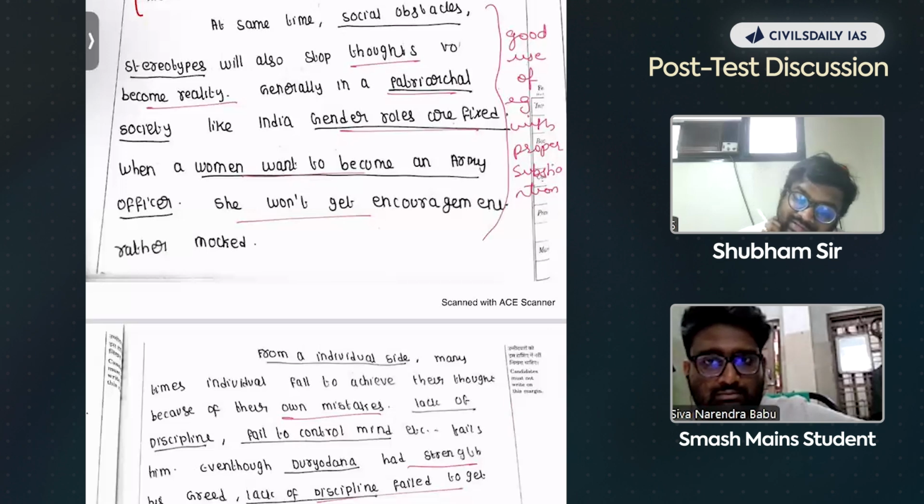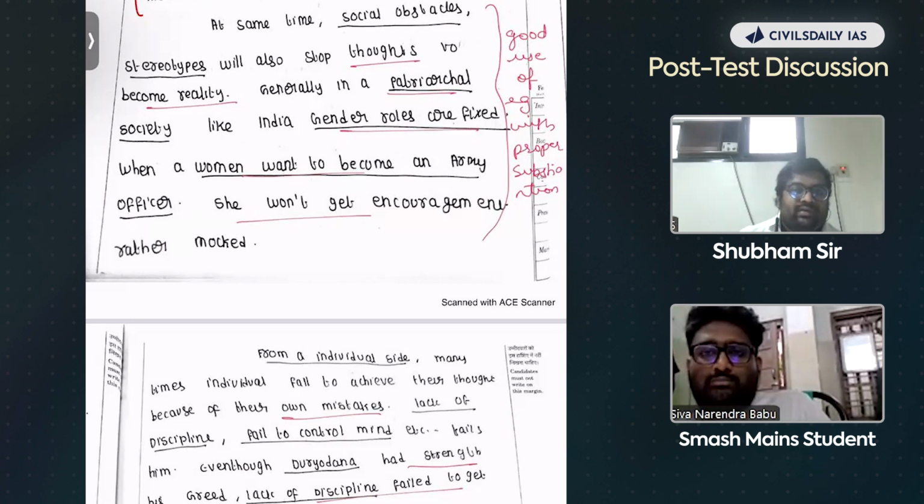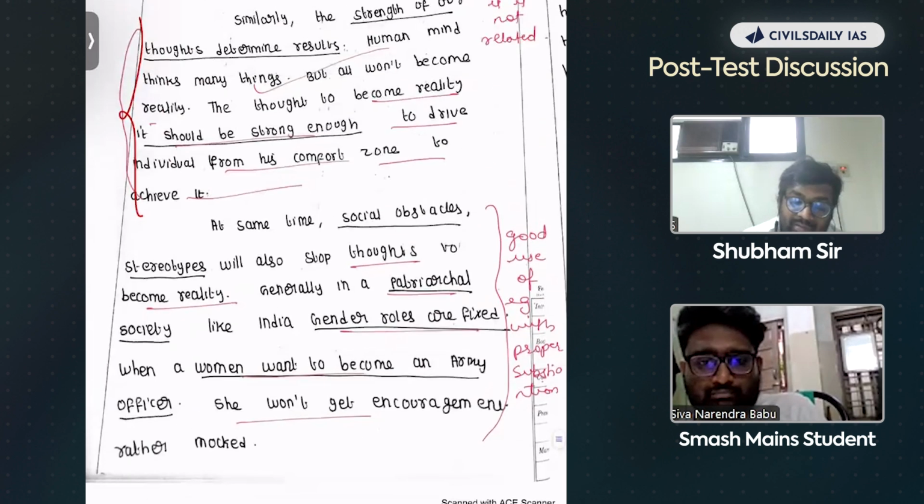Examples also, while bringing the examples, bring the examples of the freedom fighters. You can also bring the examples of scientists, the sportsmen. You can bring the example of social reformers, before independence and after independence also, Baba Amte and all. Here you can give the Baba Amte example also.